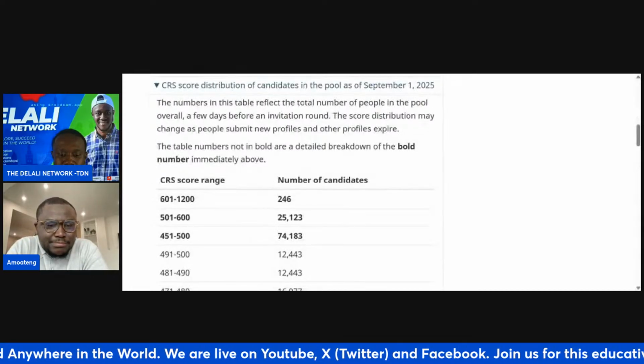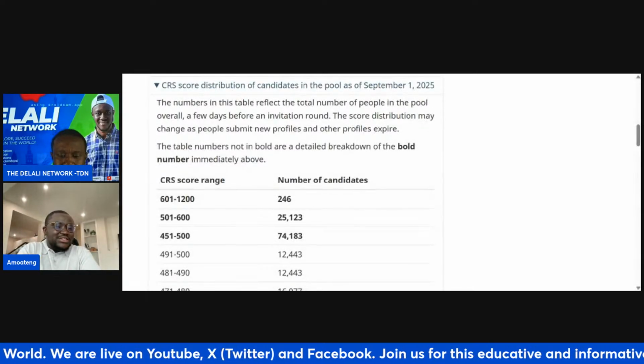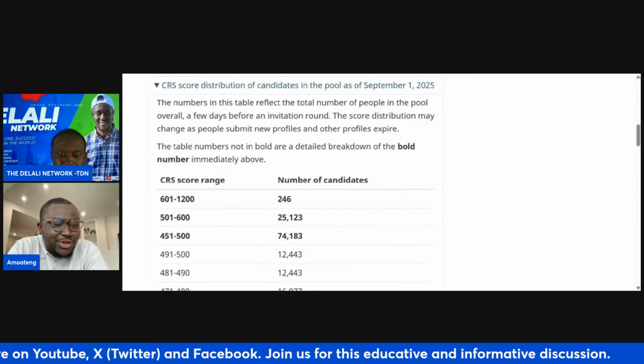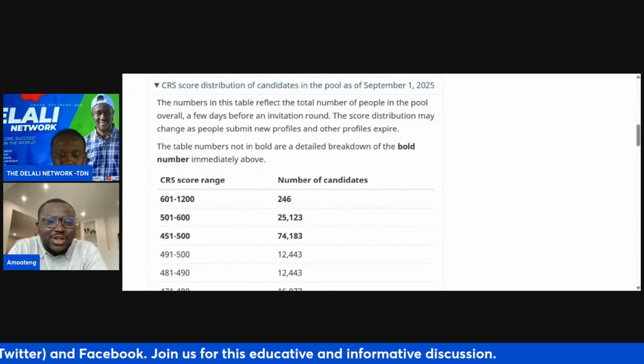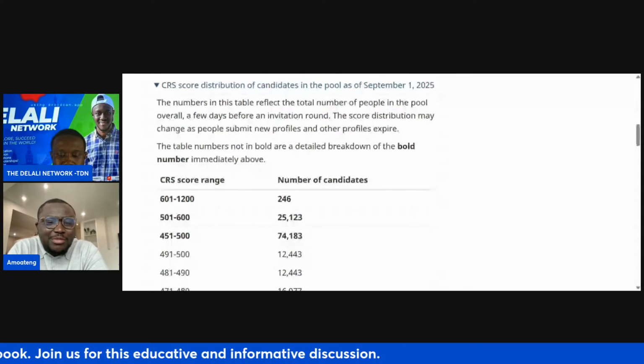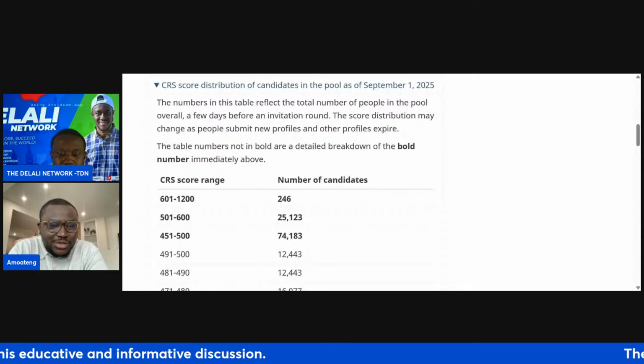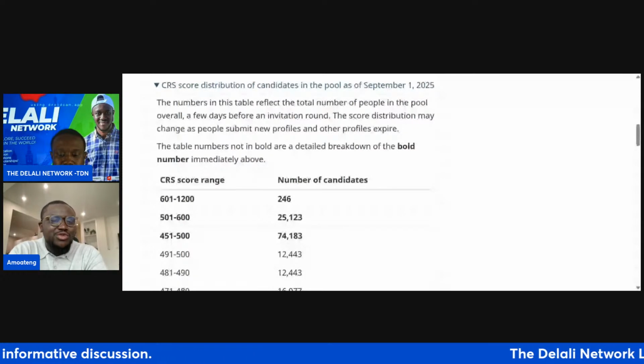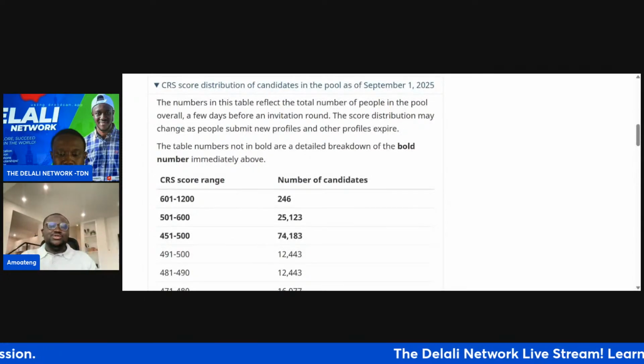Like I said, you don't choose it. The system chooses you based on your credential. So you don't actually go in the profile and say, I am selecting category based. No, it doesn't work that way. The system automatically chooses you.